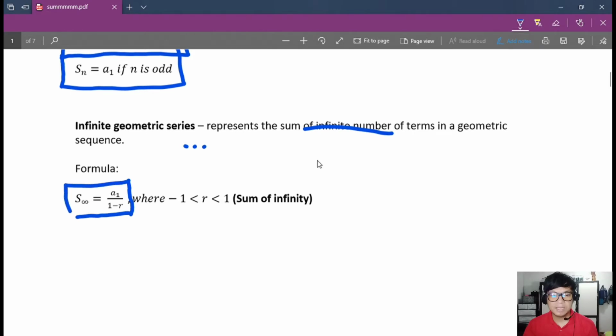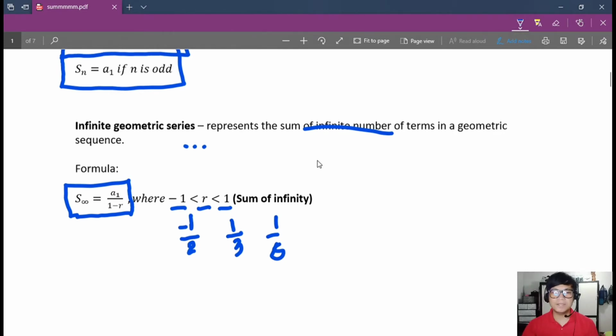The formula is S of infinity is equal to A sub 1 over 1 minus R, where the common ratio is between negative 1 and 1. So yung mga numbers between negative 1 and 1 are actually fractions. So, mga fractions, let's say, negative 1 half. Negative 1 half is between negative 1 and 1. Ano pa? Negative 1/3 is also between negative 1 and 1. 1 over 8. So, basta hindi siya lalampas sa negative 1 at hindi rin siya lalampas sa 1. So, yun yung mga ratio na belong dito sa sum of infinity.